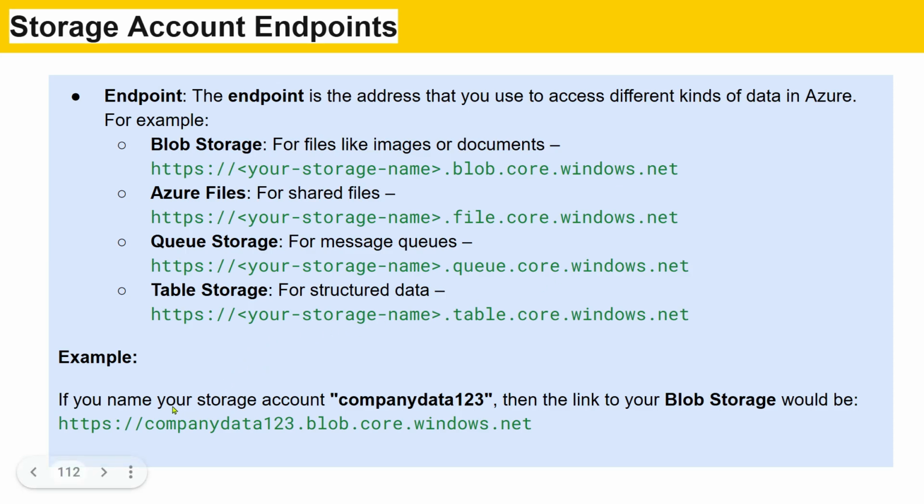Now let's take an example. If my storage account name is companydata123, then what should my blob storage URL be? It will be https colon, and here I place my account name, companydata123.blob.core.windows.net. Let's say I have taken Azure file storage. Then my link would be companydata123.file.core.windows.net. Let's say I'm using table storage. Then same thing, https colon companydata123.table.core.windows.net. So you can see blob, file, queue, table. The rest is core.windows.net. This is how the endpoint or the URL will be created for your Azure storage account.